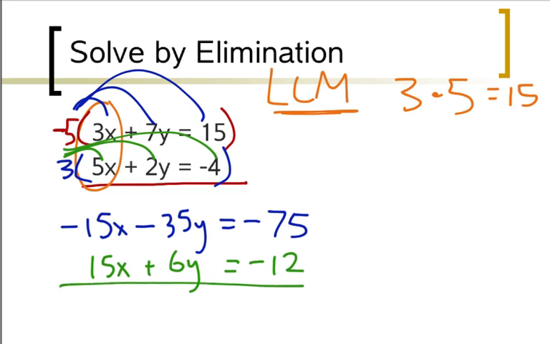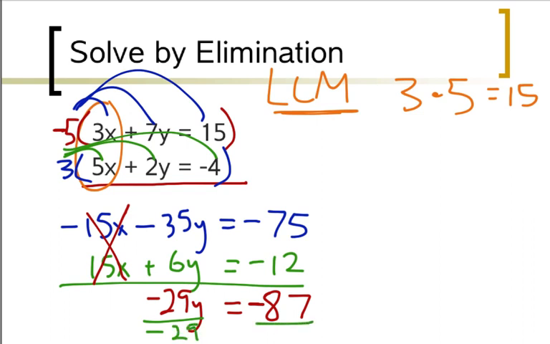Okay? And so then we go ahead and do our vertical addition like we were doing before, and the x's cancel, they eliminate. And then I go ahead and add my negative 35 and my 6 to get negative 29y equals negative 87. And then to finish, you just divide by your negative 29. And it just so happens that 29 goes into 87 3 times, so it's y equals positive 3.